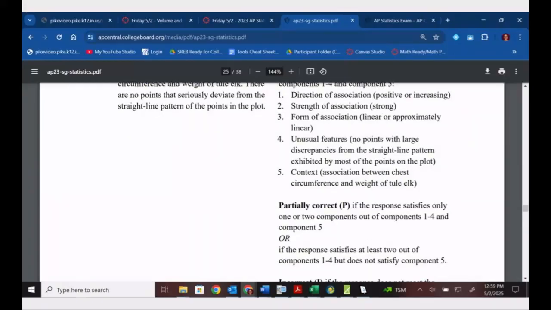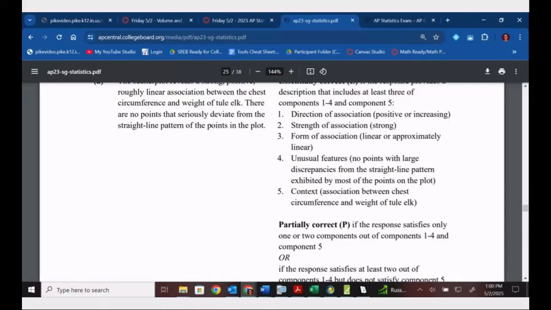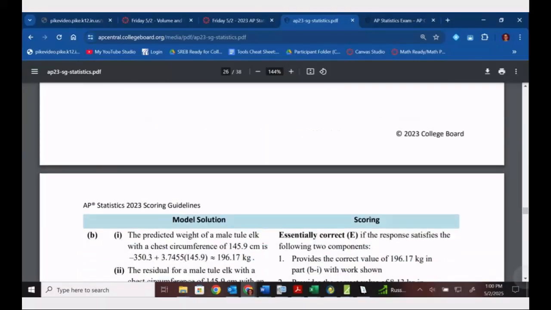To get a partially correct, you could have just 1 or 2 of these components and component 5, or 2 of these components would be a partially correct. So 3 of the top components and context is an essentially correct. 1 or 2 of these components and context would be a partially correct, or just 2 of these top 4 components would be a partially correct. Give yourself an E, a P, or an I on section A.